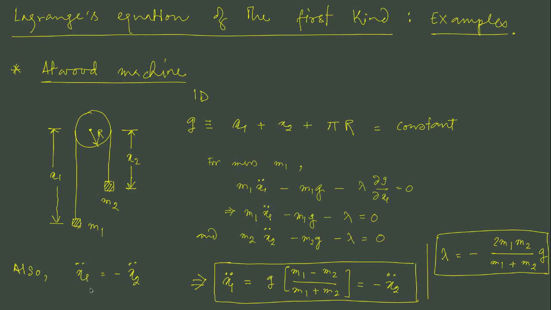Now it is straightforward to solve this equation with the additional condition coming from the constraint, that x1 double dot is equal to negative of x2 double dot. If you use that, then it is straightforward to calculate the accelerations of both the masses and the lambda too. Now lambda is essentially the tension in the string. The negative sign means that it is acting upward. So it basically opposes the gravity.